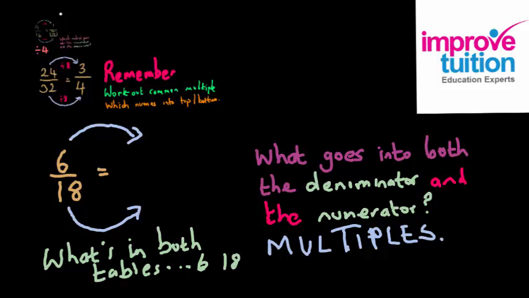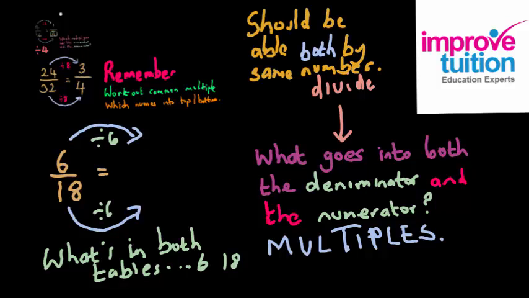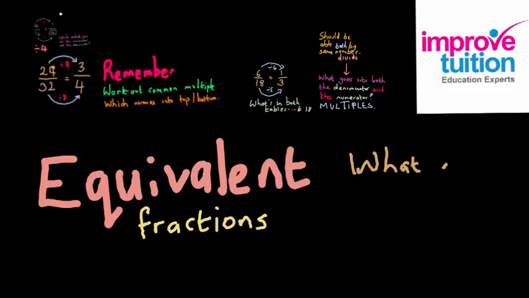what goes into both is the 6 times table. So 6 divided by 6 and 18 divided by 6. So we simplify it into 1 over 3. So we divide both by 6 and we get 1/3. We should be able to divide both the numerator and the denominator by the same number. So 6 divided by 6 is 1, and 18 divided by 6 is 3, so it's 1/3.